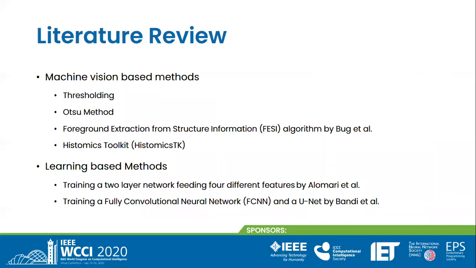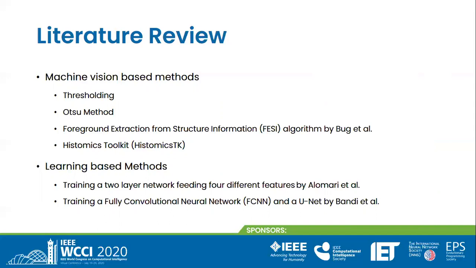There's not much research done on histopathology image background removal as a standalone problem, and it's often tackled as a part of a larger pipeline, but in general, there are two types of approaches to do this task. The first category is the machine vision-based methods, which include performing thresholding on features such as image saturation and intensity and applying the Otsu method on different color spaces.